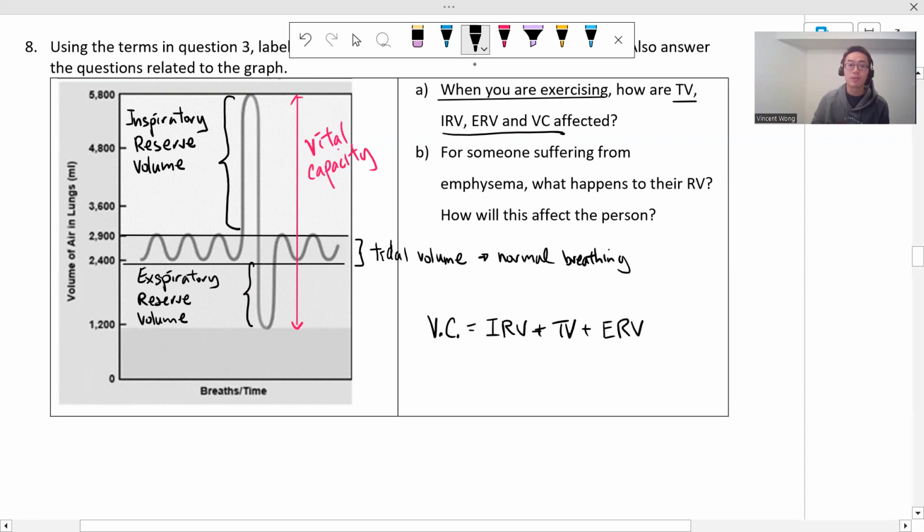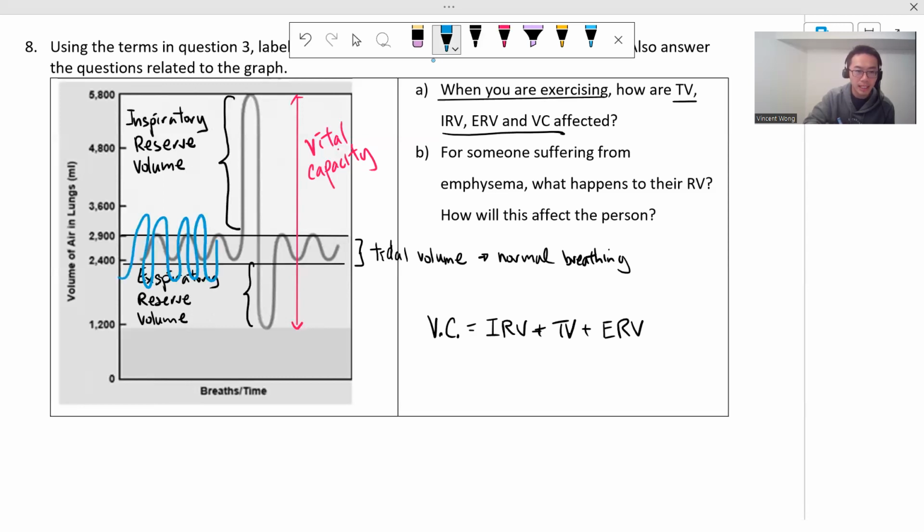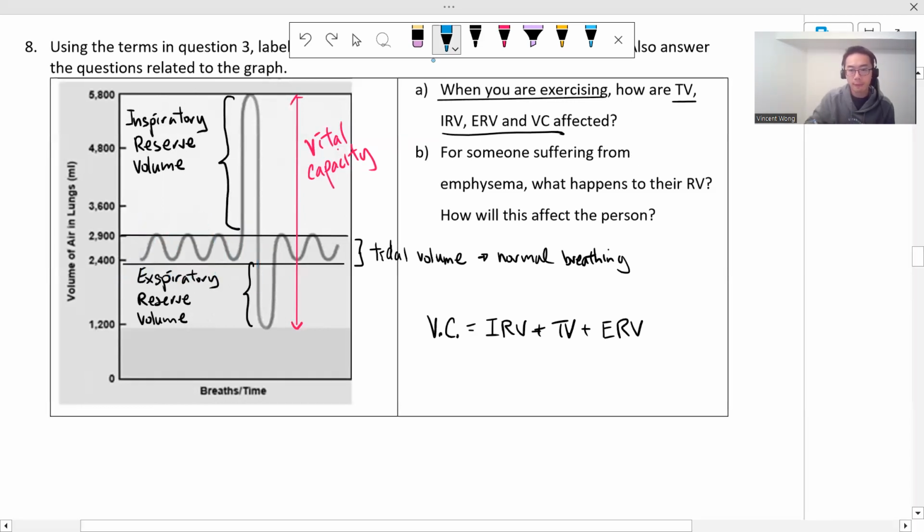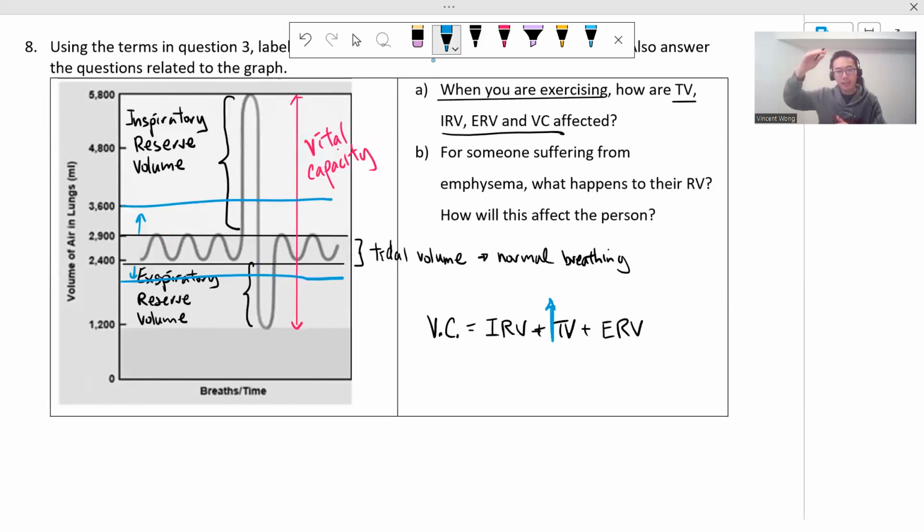Tidal volume will increase. IRV and ERV will decrease, but the VC will remain the same. That's right. When you are exercising, you're breathing not only more frequently, but you are breathing deeper as well, right? So the tidal volume is going to increase. But when the tidal volume increases, think about the black line going up and then the black line going down. That's going to take some of the volume away from the IRV and the ERV, right?